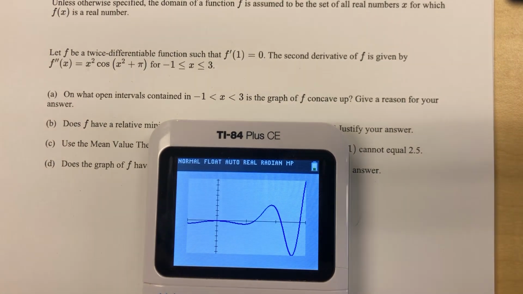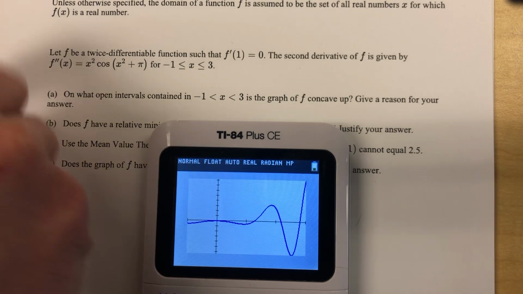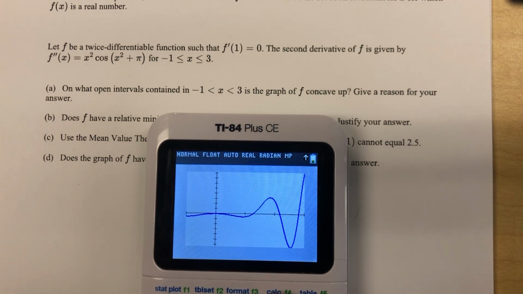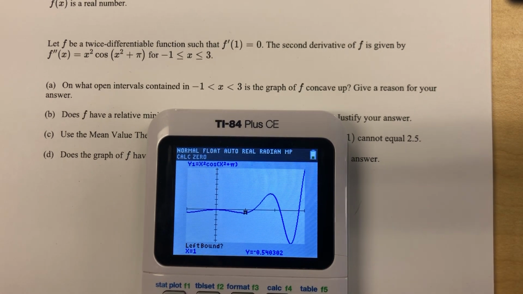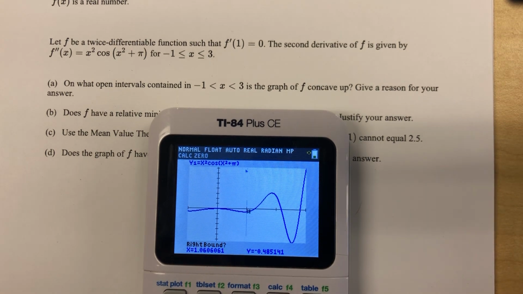So let's find everywhere that the graph of f is concave up. That's from here to here, and from here to here. We have two answers, two intervals that we're dealing with. So second and calc, we're going to calculate a 0. That is where we cross the x-axis. We will do a left bound to the left of this point. We already are to the left of this point. We'll go to the right of that point, and there it is. 1.253, that's our first one.